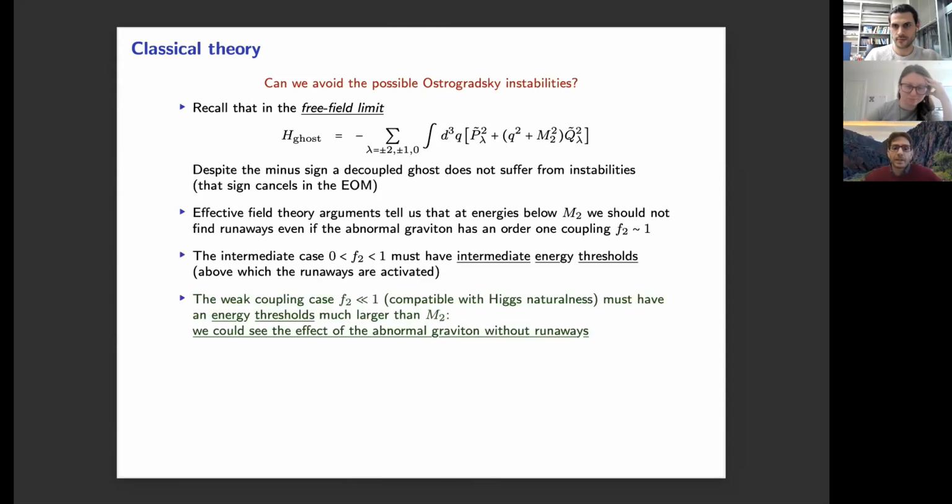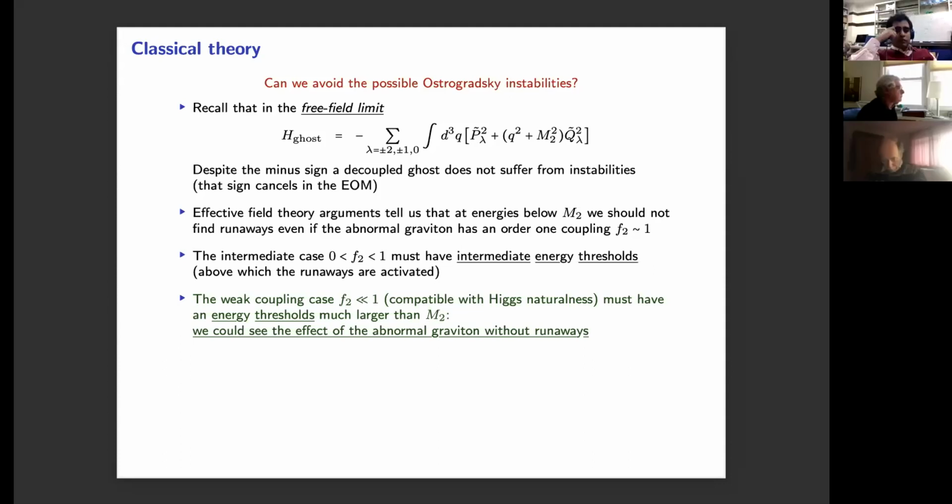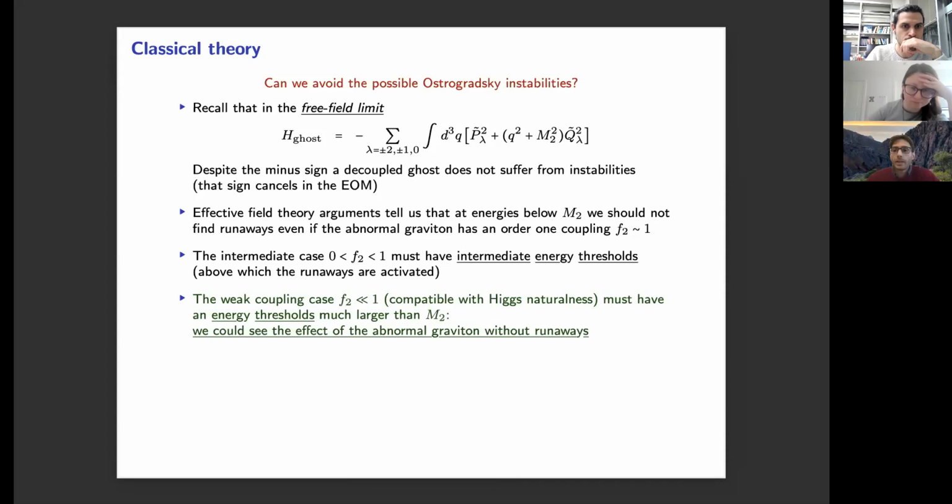Therefore, for intermediate values of F2 between 0 and 1, we must have intermediate energy thresholds between infinity and M2. So this means that the weak coupling case, which is F2 much smaller than 1, which is compatible, by the way, with Higgs naturalness, as we have seen, must have an energy threshold much larger than M2, because it has to go to infinity in the F2 going to 0 limit. So this also tells us that we could see the effect of the abnormal graviton without runaways, essentially.